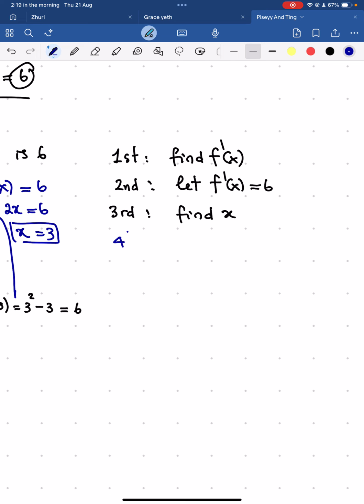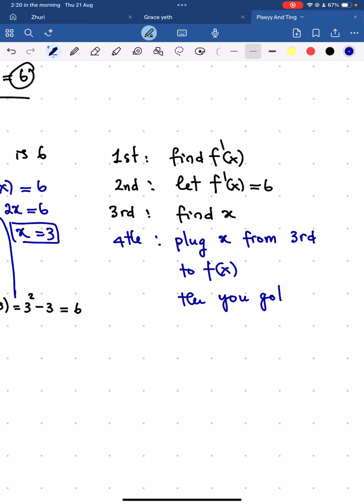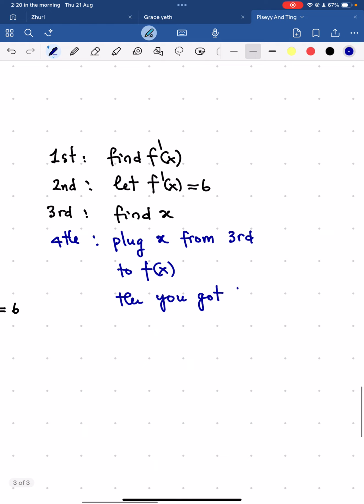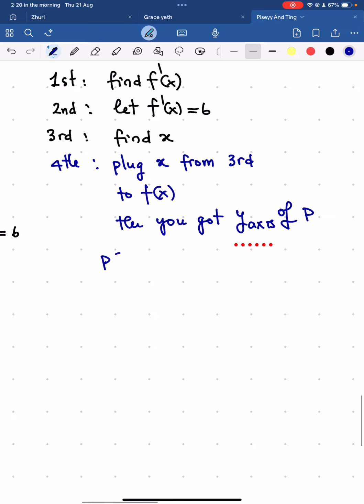And fourth, plug the x from the third step into f of x, and then you get the y-coordinate of P. Okay, so the final answer is (3, 6).